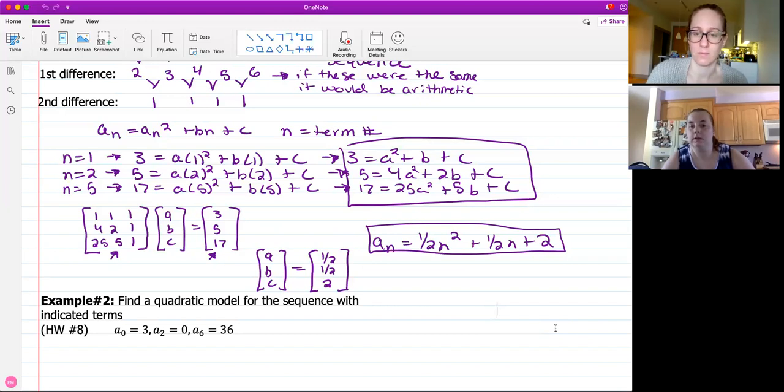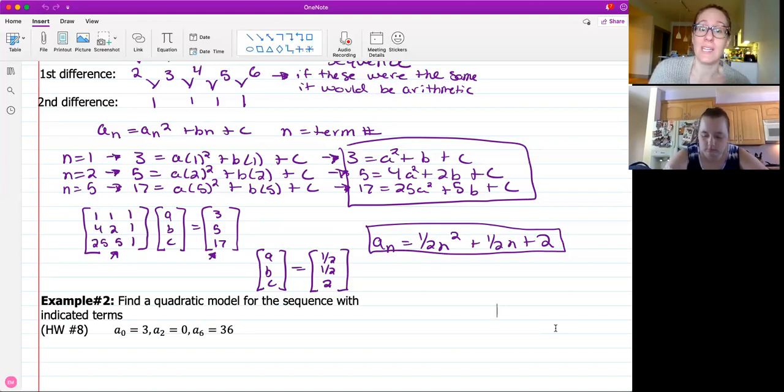Did I miss anything, Miss Leslie? No, just because some of it can get kind of confusing when you're going through. Just remember the n in that quadratic equation that we're starting with, so a sub n equals an squared plus bn plus c. That's just your standard form for any quadratic, and n is equaling your term number. So the next line, when you see Miss Margaret taking n equals 1 and saying that it's 3, that's because our first term, n equals 1, has a value of 3 in our sequence.